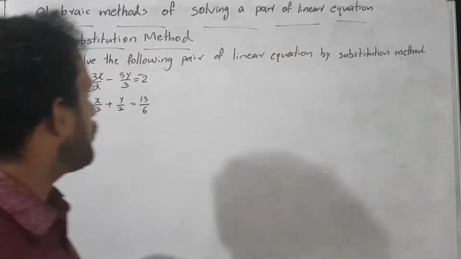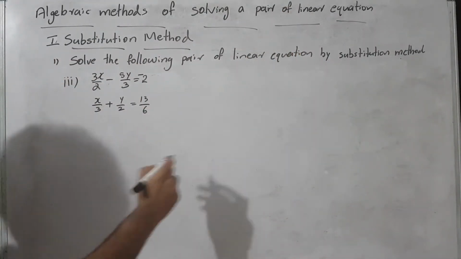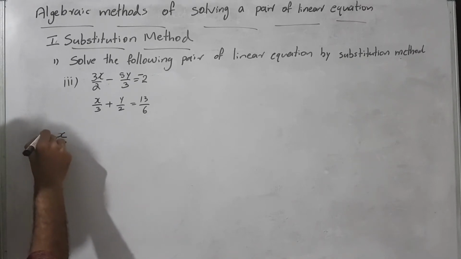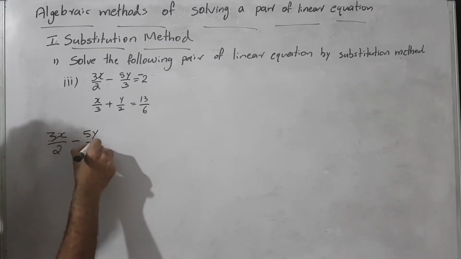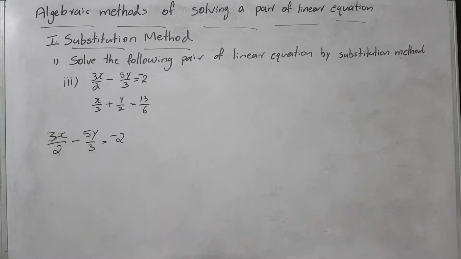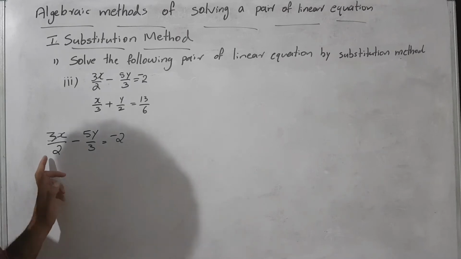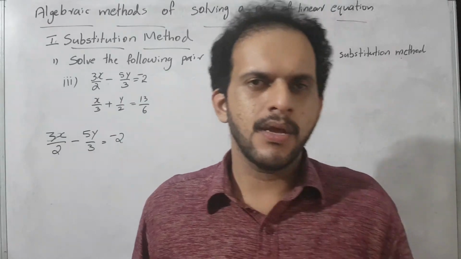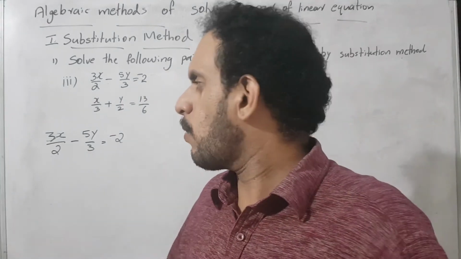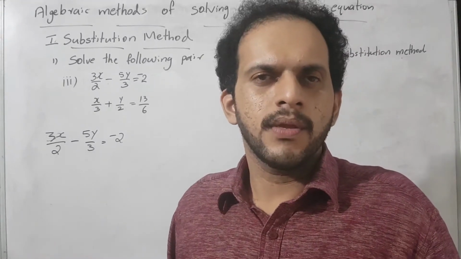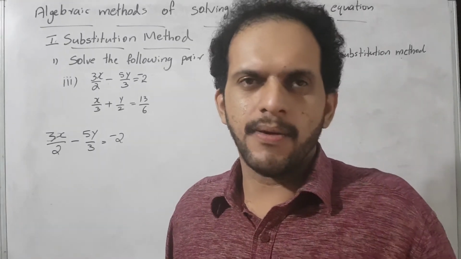So for that, we choose the equations one by one. First I am writing the equation 3x by 2 minus 5y by 3 is equal to minus 2. So how do we do the next step? The next step is to equalize the denominators, correct? How do we equalize the denominators? Yes, we need to find the LCM.